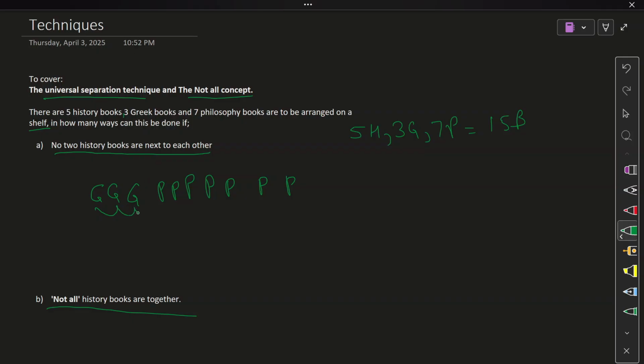Now, all these books can move about their positions on the shelf. Greek can come here, philosophy can go there. They can all move around each other, right? So that is 10 books. 10 books can move around easily. 10 factorial, right? But your job is not done.